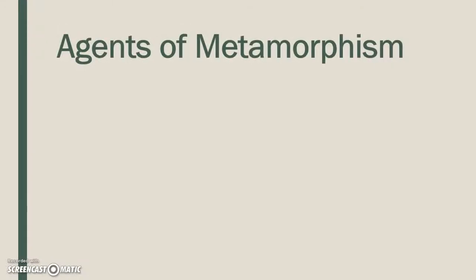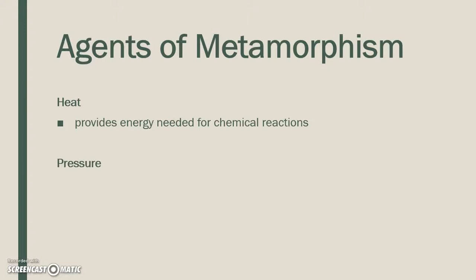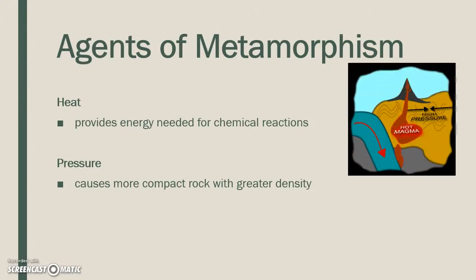There are a few different agents of metamorphism. Heat is the first. It provides the energy that's needed for chemical reactions to take place, for the change to occur. And pressure is another. It causes more compact rock with a greater density to form. So very high pressure, very high temperature.